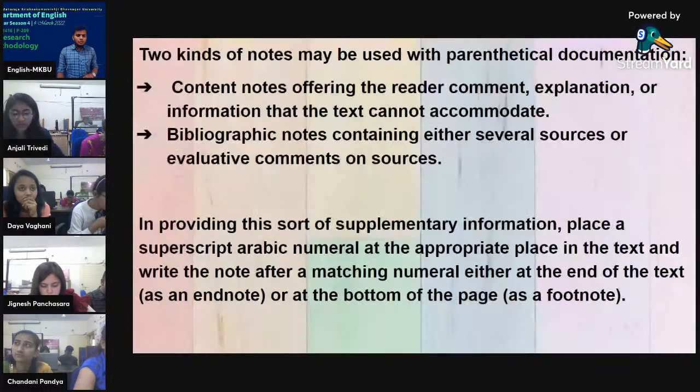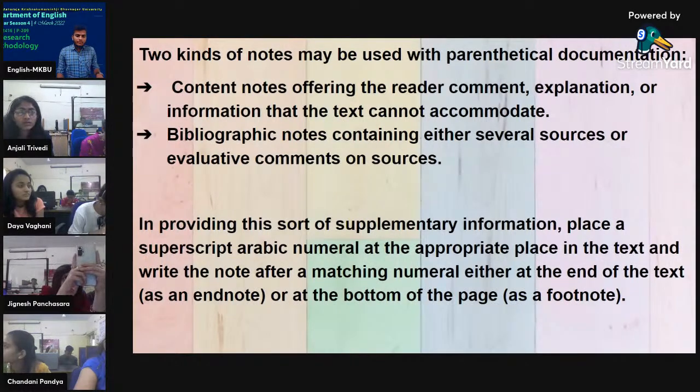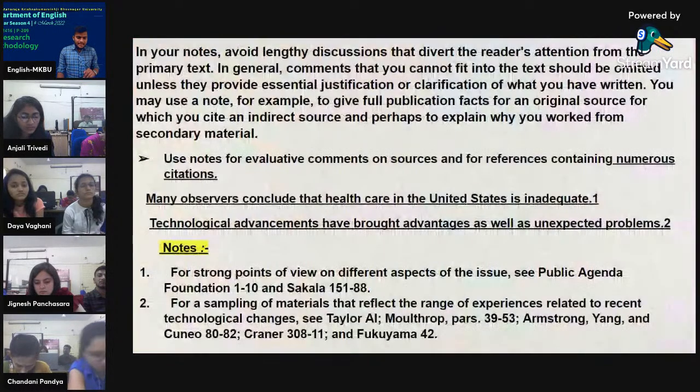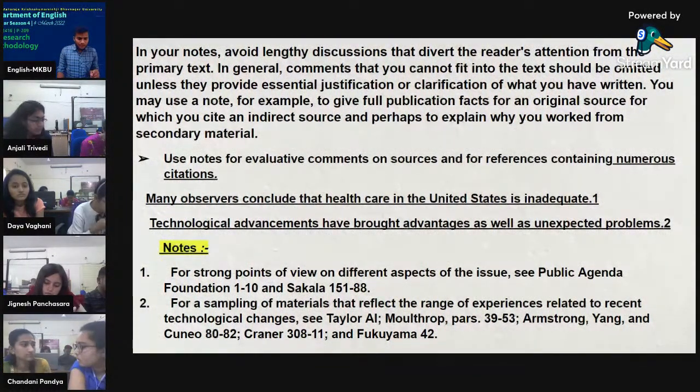Then we can see that two kinds of notes are taken. One is the content note, and the second is the bibliographical note. The content note offers the reader comment, explanation or information that the text cannot accommodate. And the bibliographical note contains either several sources or evaluating comment on a source. And we have to write an endnote and a footnote. Here is the example of the endnote, which we have to do as a numerical citation. And here are the references.